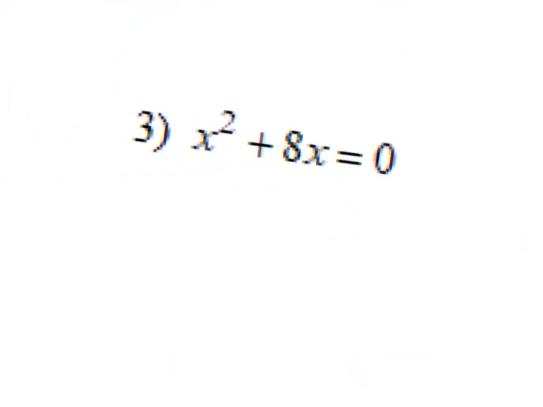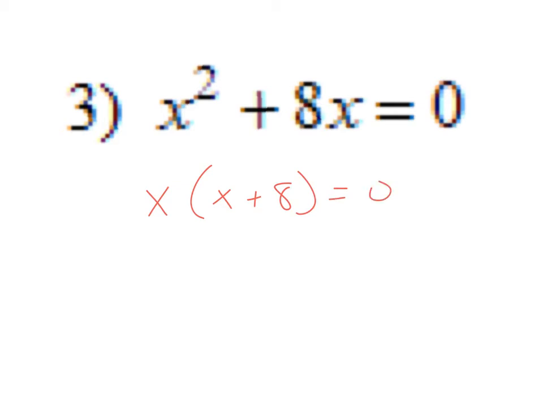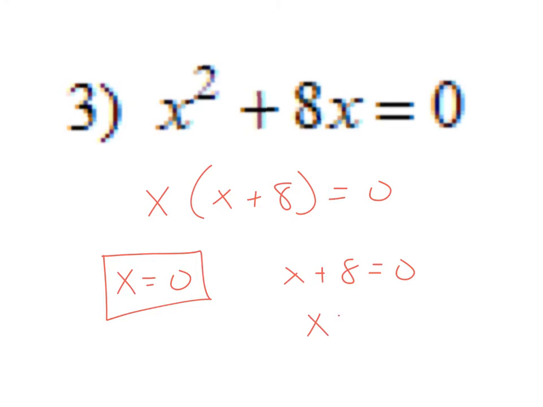Okay, on number 3, this has got a GCF, so I'm just going to pull out an x. And I have x plus 8 left. And now I'm going to set each factor equal to 0 and solve. So x will equal 0. X plus 8 equals 0. Now this guy's already done. This guy we're going to subtract and get x equals -8.